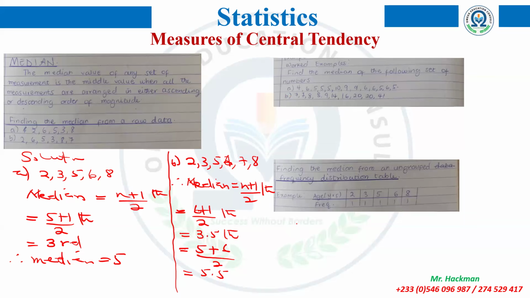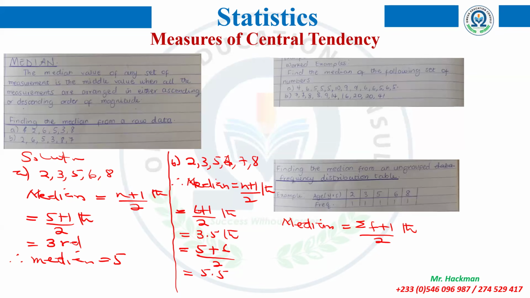For a grouped or ungrouped frequency distribution table, this is how you find your median position. It will be equal to, this time, not N but sigma F, plus 1, all over 2, TH. Wherever you see N in the formula for the raw data, it will always be sigma F. Is my point well made? Yes, please. Okay, very good.